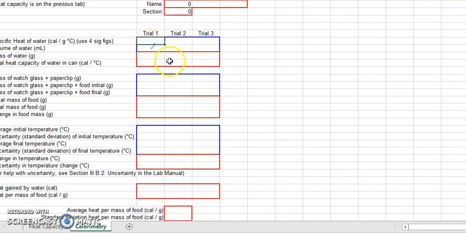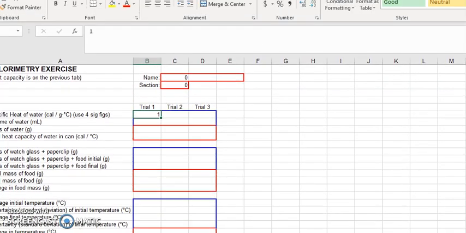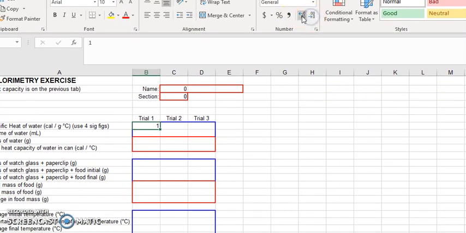Okay, so for trial 1, 1.000 is the specific heat of water. And again, we are going to have to increase our decimals. The volume of water that we used every time that we put it in our can when we burned the marshmallow was 50.